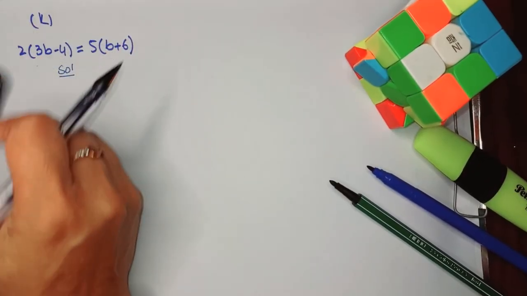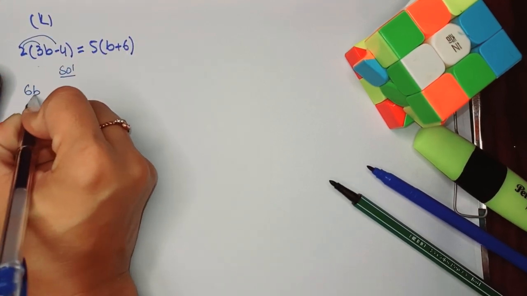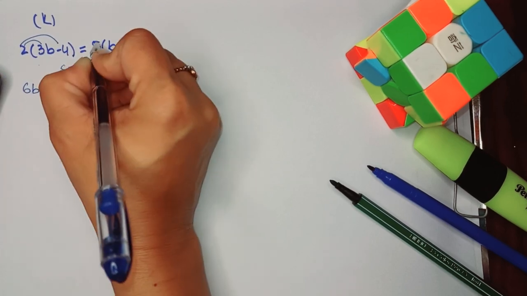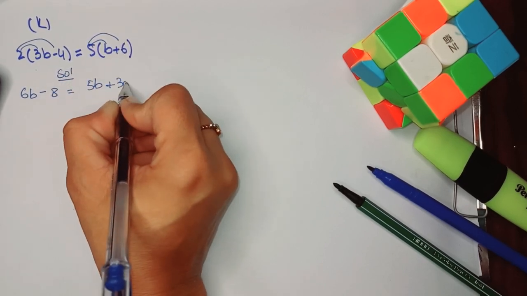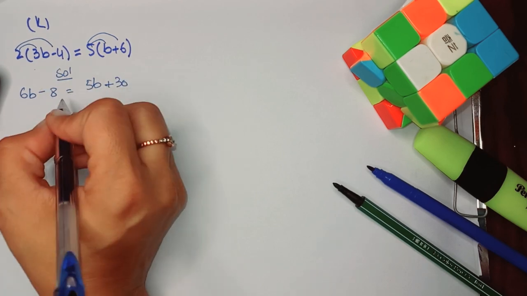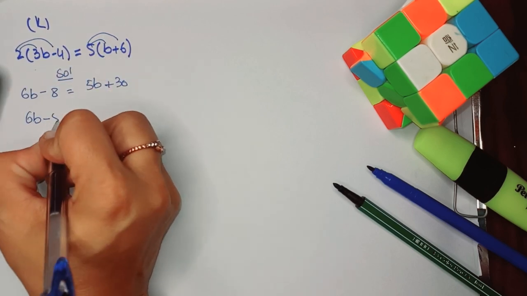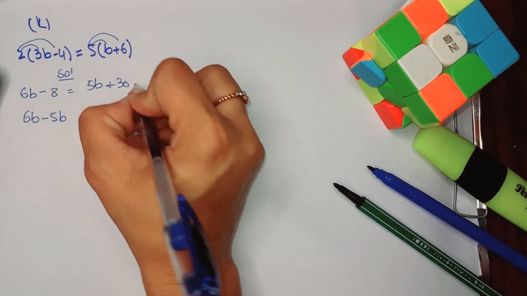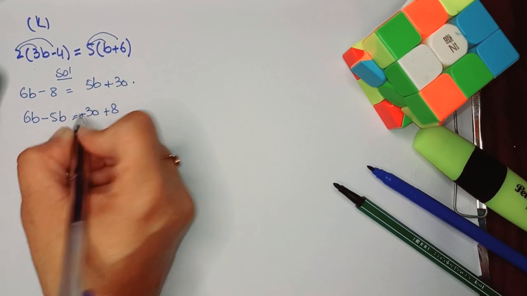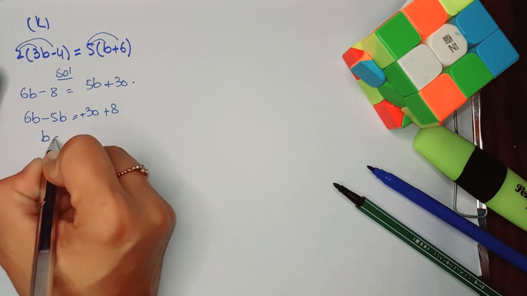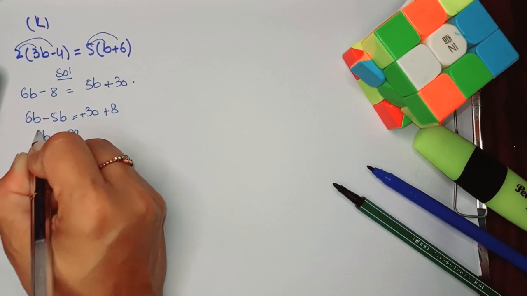K part, dear student, first we have to expand the bracket. So I will expand the bracket. 6 times 6b, 2 into 4, 8, 5 into b, 5b, 5 into 6 will give you 30. Now I have to find b, so I will group it on one side. Now this 5b will be shifted towards the left, so it will be minus 5b, and this minus 8 will be shifted here on the right, so it will be plus 8, as plus 30 is already there. 6b minus 5b is b, and 30 plus 8, 38. So we have this value.